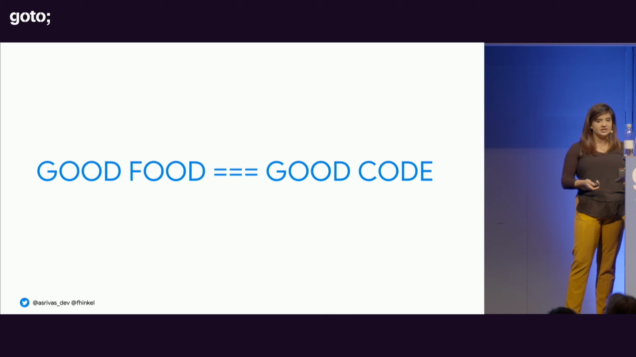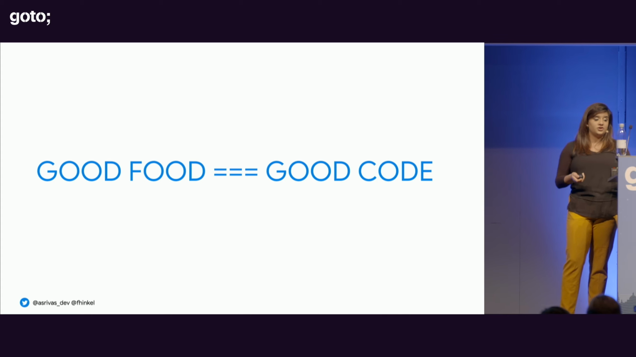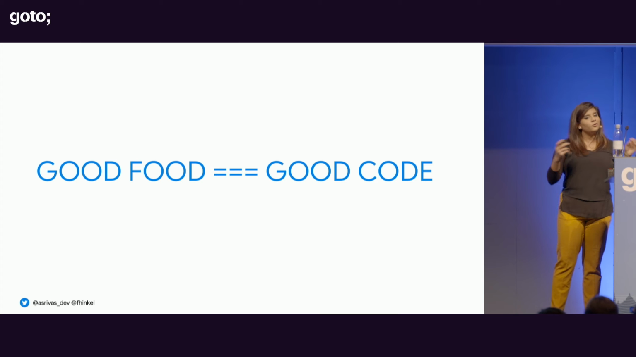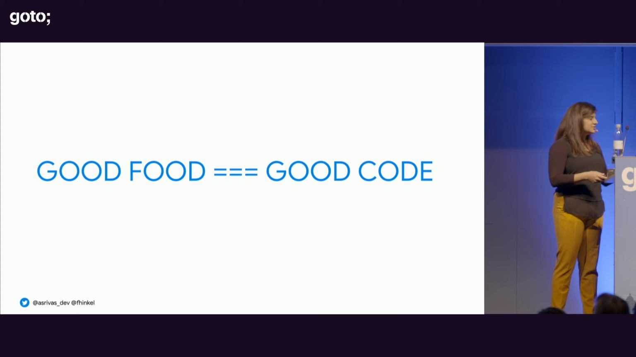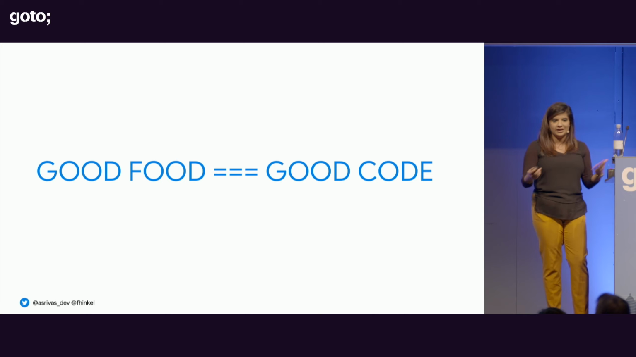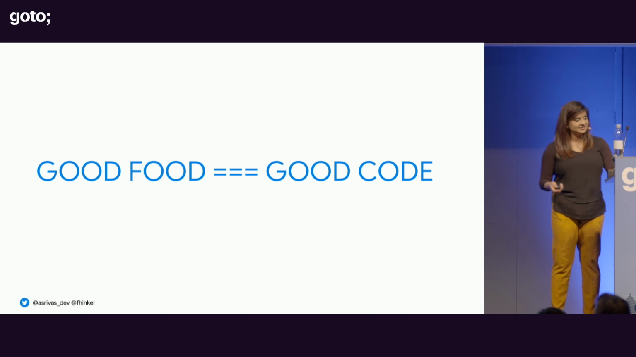So in conclusion, we stick to our hypothesis. Good food yields good code. And we know correlation doesn't cause causation, but we have some data if we want to have this conversation with anyone else at the company.